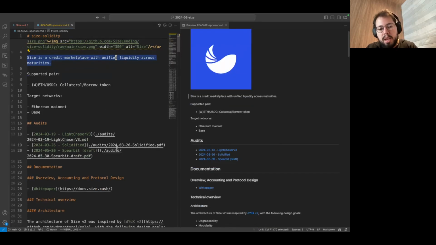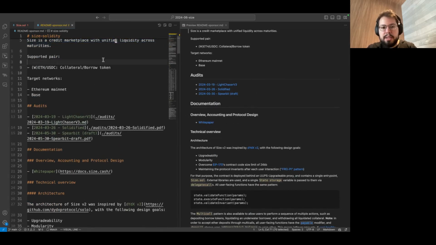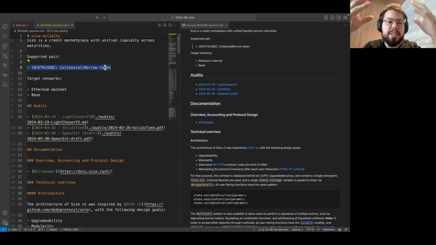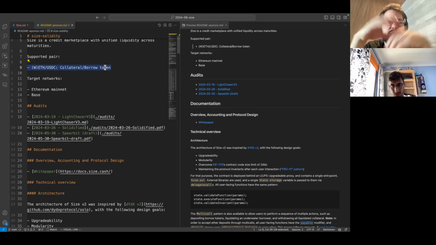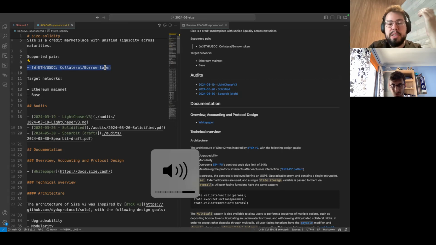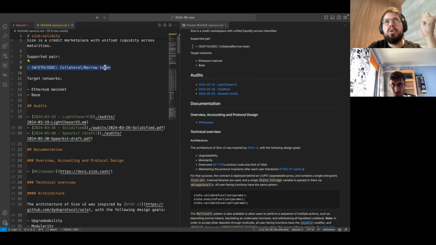So this is the README. Currently there is only one pair. Now I'm going to also explain why we decided to implement some of it this way, and the specifics of the design decisions of the protocol, which I think is very interesting, especially for developers, because when you are developing a protocol, there are usually some trade-offs that you need to make. So here I'll also explain the trade-offs.